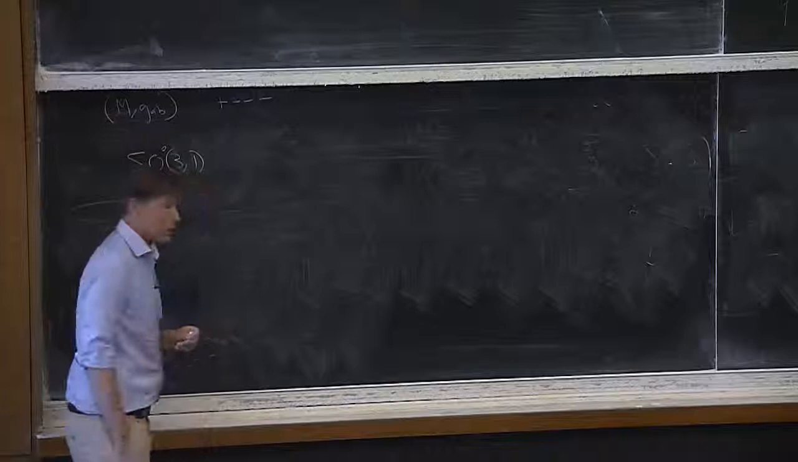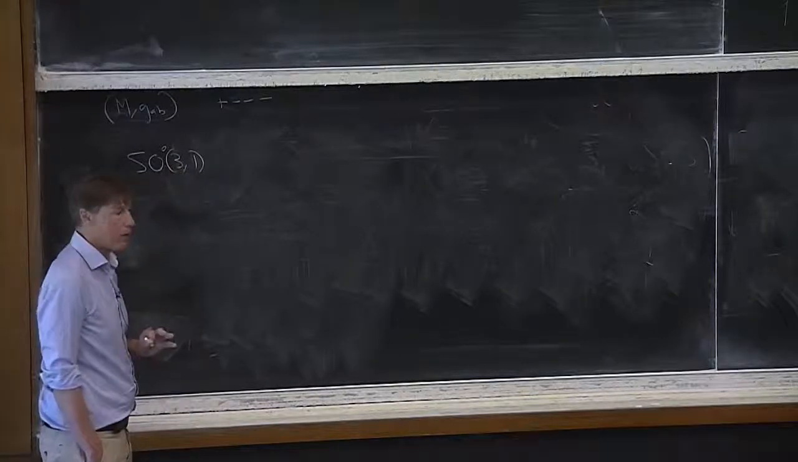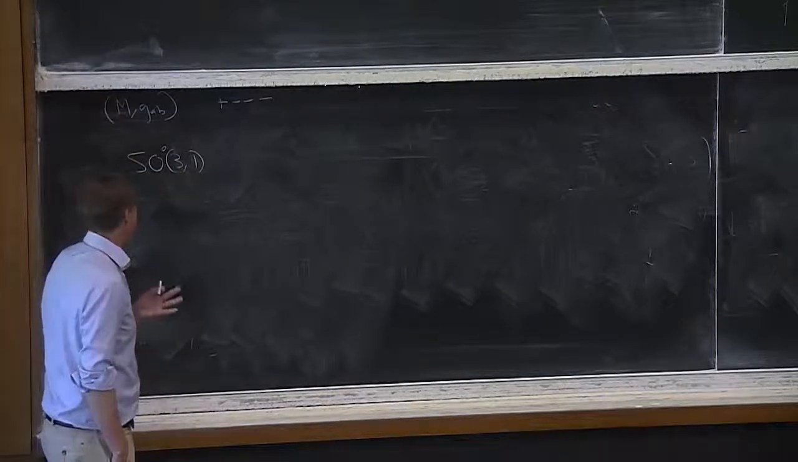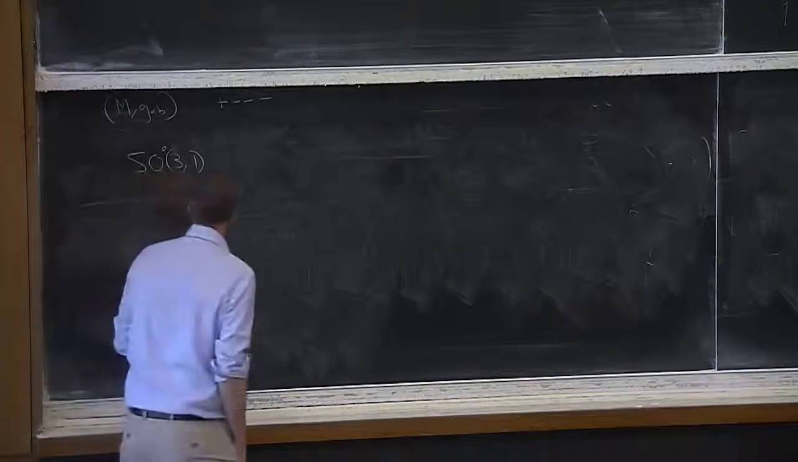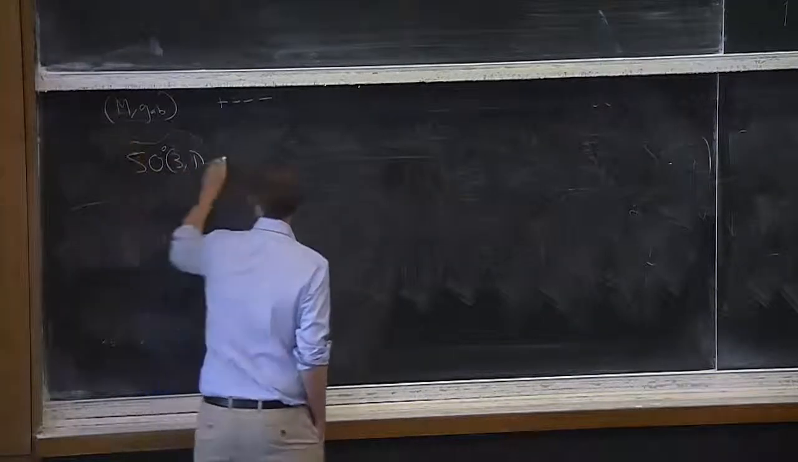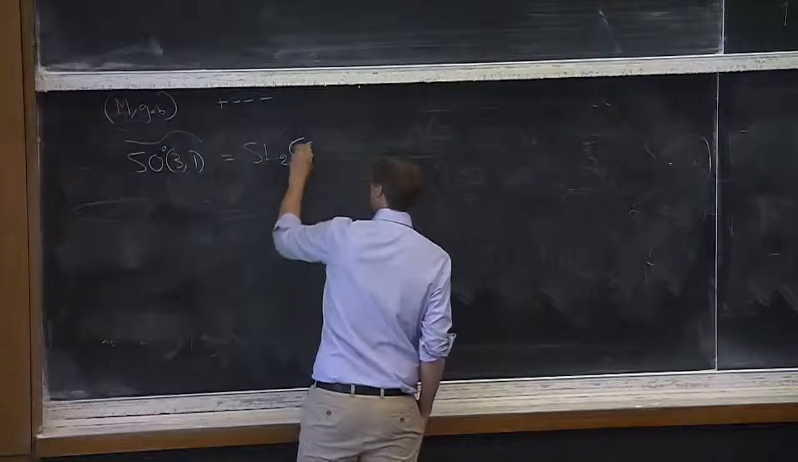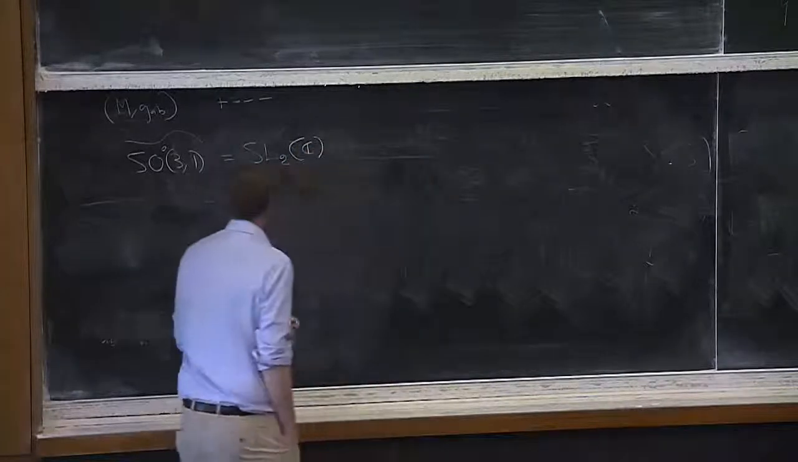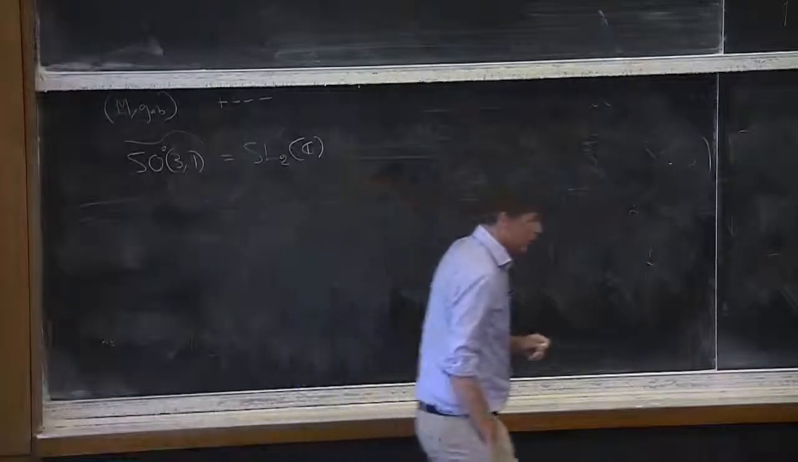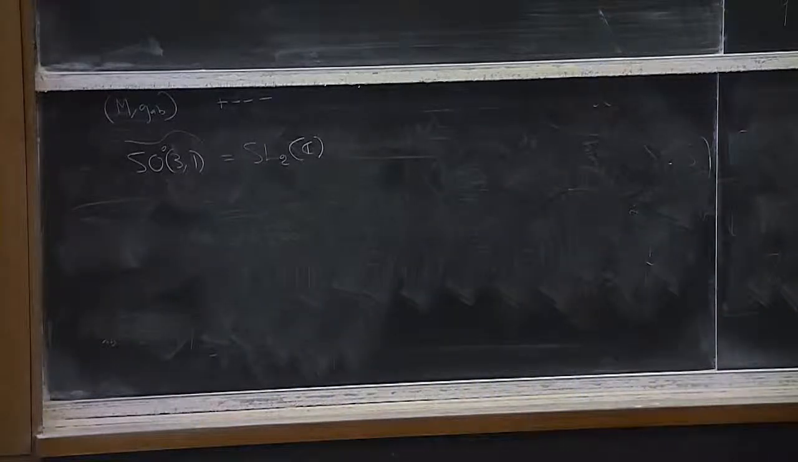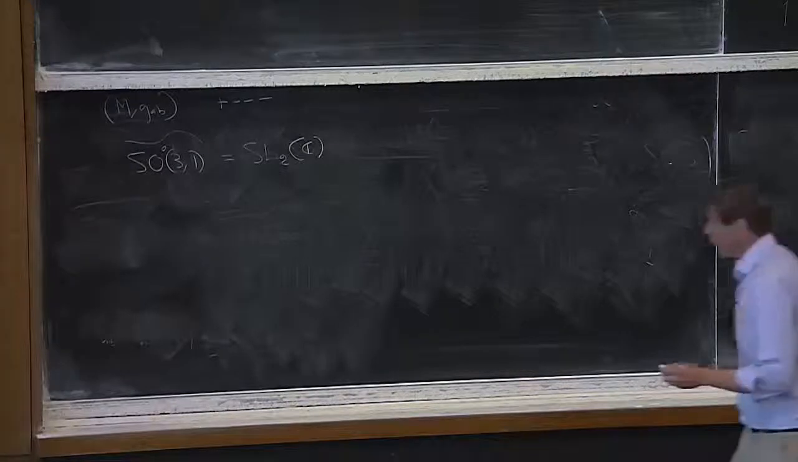If we look at Minkowski space, then the connected component of the Lorentz group has a double cover, which is SL2C. Okay, and a way to see that concretely is to look at matrices like this.